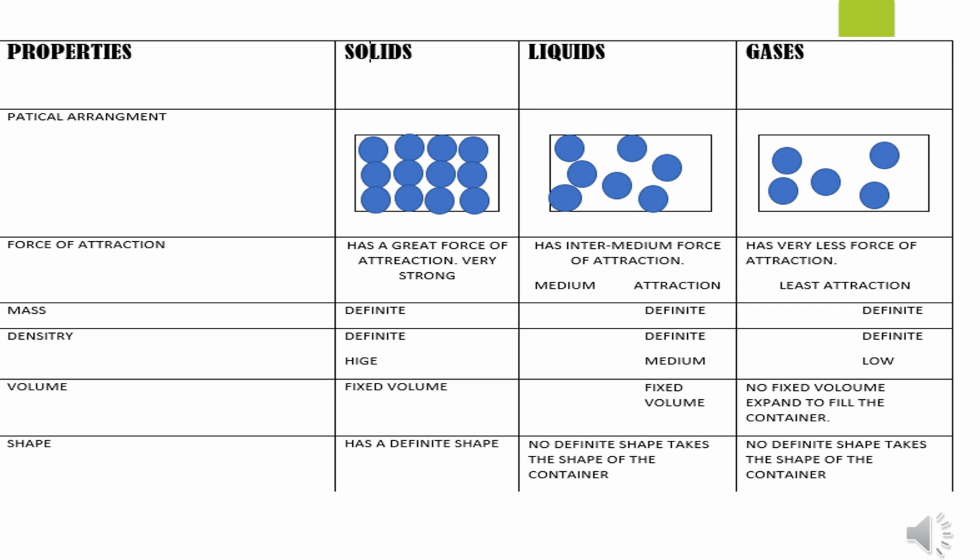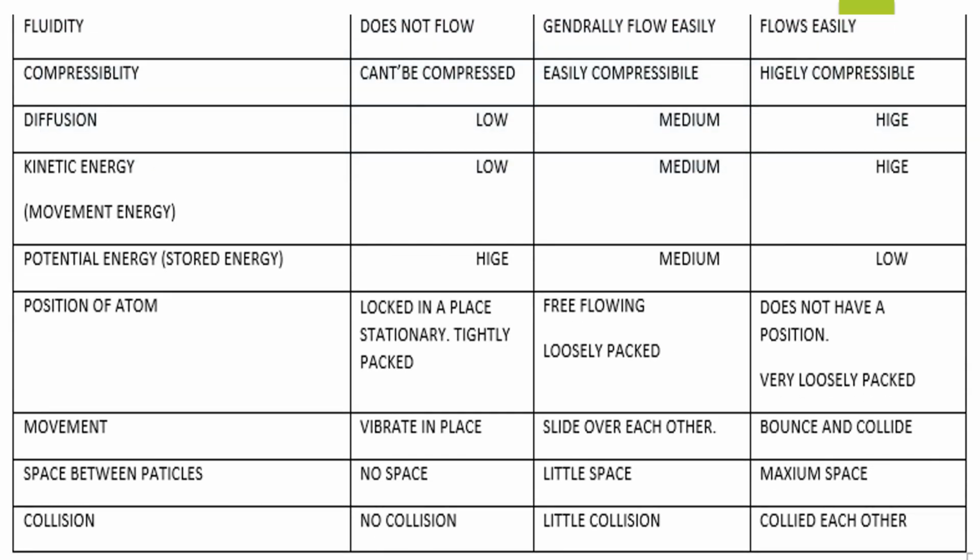When we look at shapes, due to the strong force of attraction, solids can't move, so they have a definite shape. Compared to solids, liquids have a less strong force of attraction, so they can move a bit. And gas has the least force of attraction, so it can take the shape of the container. Regarding fluidity, solids do not flow, liquids generally flow, and gases flow very easily.